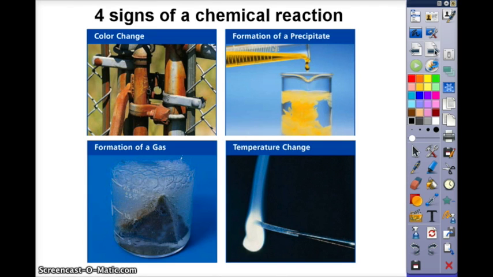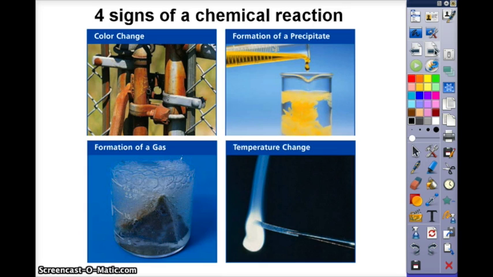The precipitate, as you can see, is a yellow liquid before it goes into the solution, and now it's a yellow cloud, and that's making some kind of solid inside. We also have a formation of a gas that looks like some kind of metal inside an acid or something, and it's forming gas bubbles.